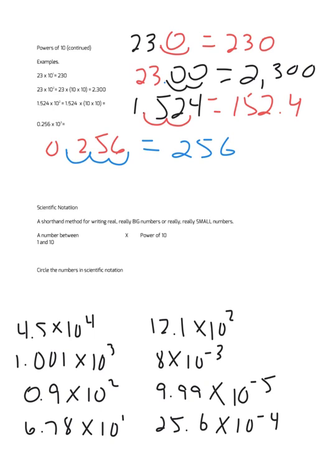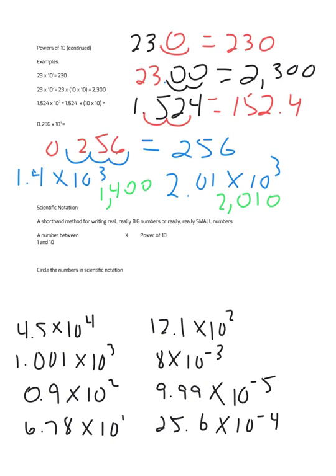Now here's a couple examples I want you to try on your own. So go ahead and try 1 4/10 times 10 to the third and 2 100ths times 10 to the third. You can pause the video so you can do your work and then check your answer. I hope your answers match with mine. Now down below, we're going to do some notes on scientific notation.